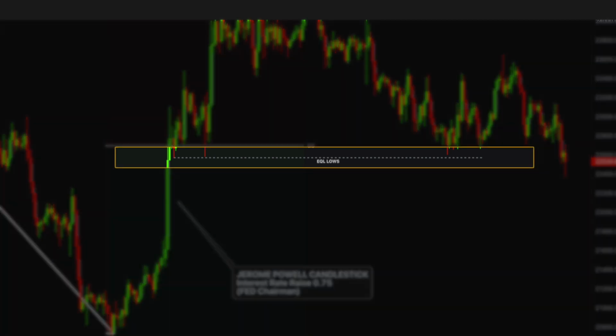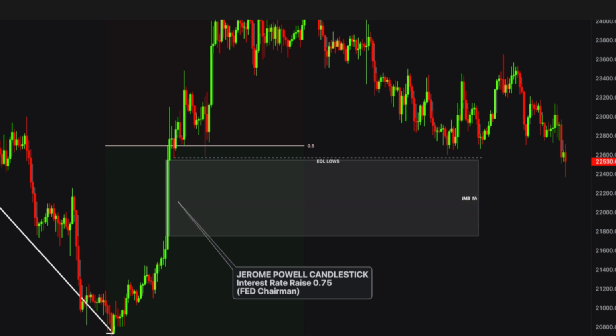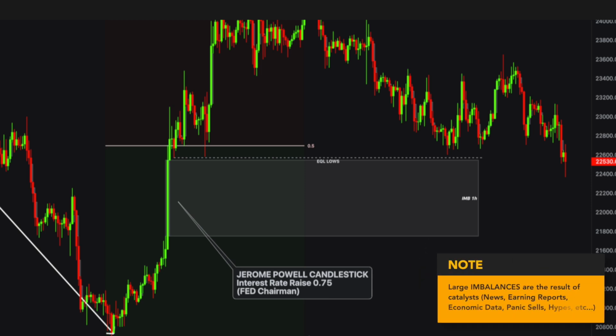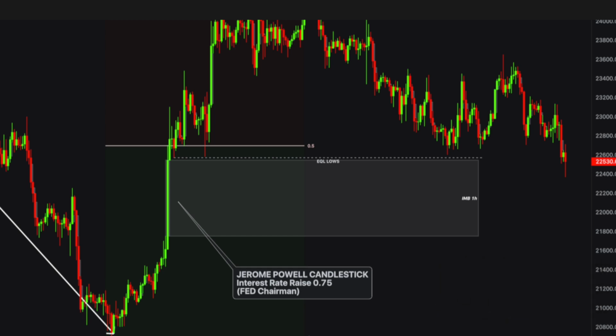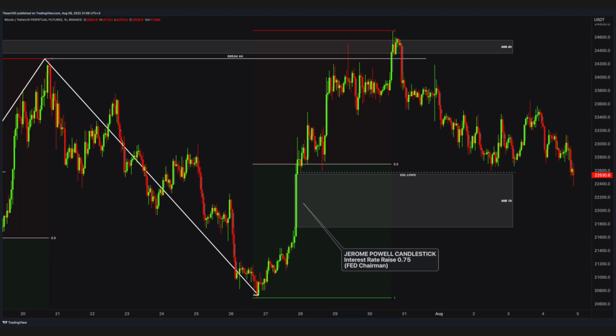It is a liquidity pool. And also this large imbalance. The largest imbalance in trading history. Just kidding. However, this is a pretty big imbalance, thanks to Fed and Jerome Powell. I want to repeat that big imbalances like this are created by catalysts like earning reports, market makers, economic calendar data, and so on. Equal highs and lows combined with imbalances are probably the most important thing that you should keep looking at all the time.